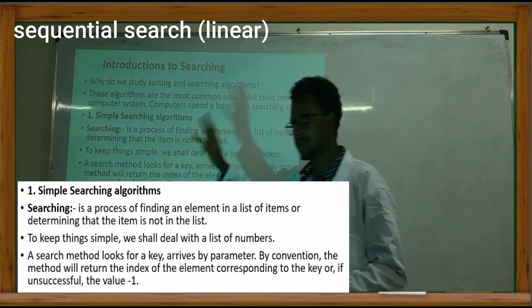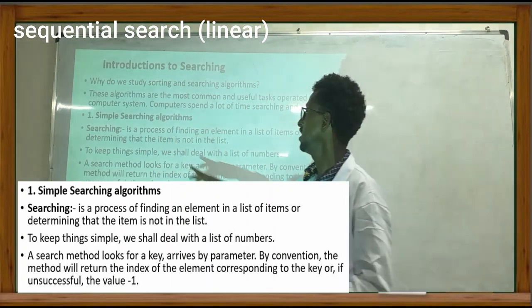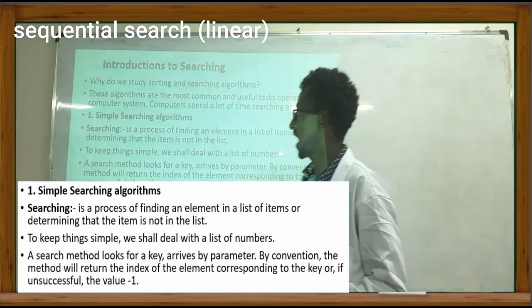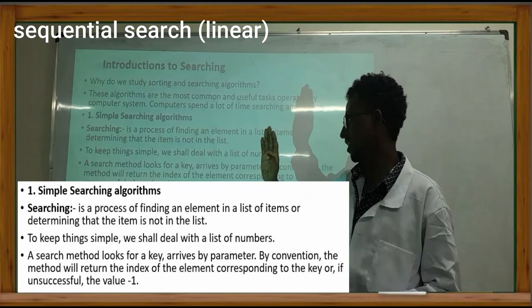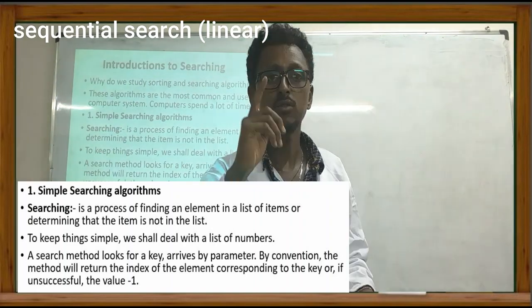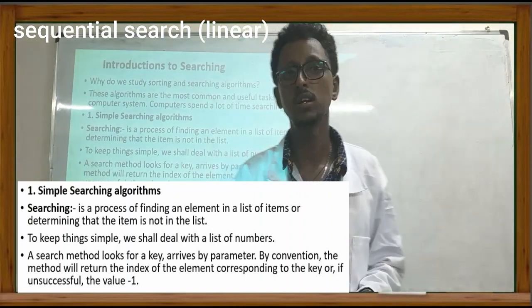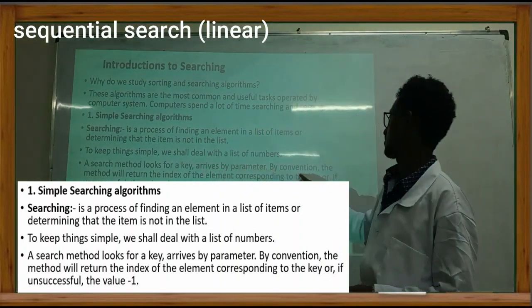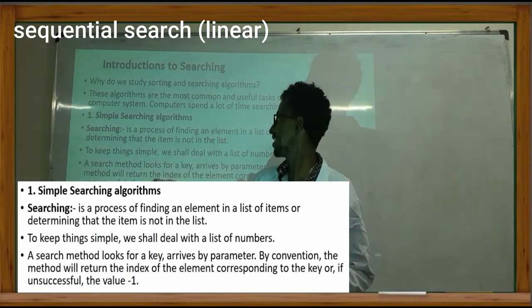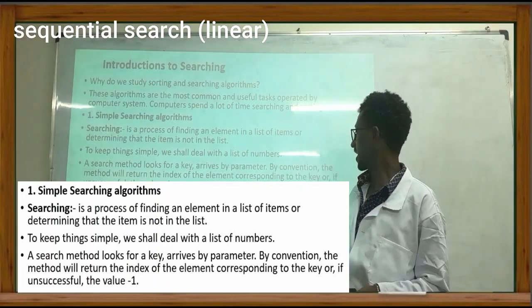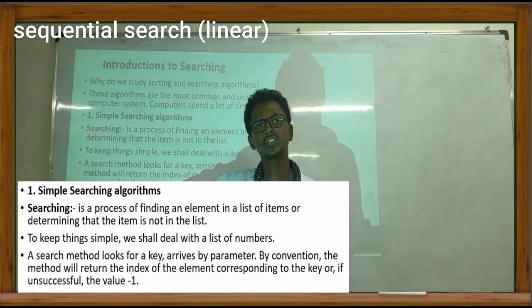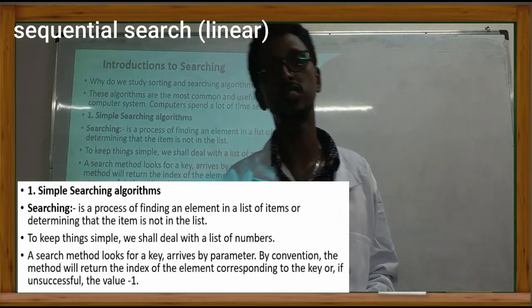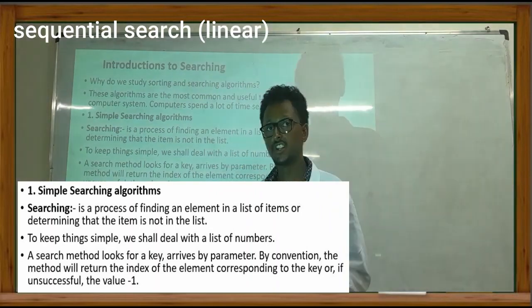To keep things simple, we shall deal with a list of numbers, and a search method looks for a key. The thing that we want to search for is called the key, or the target value, and it arrives by the parameter by convention. The method returns the index of the element corresponding to the key, or if it is unsuccessful, returns -1, meaning the key is not found.